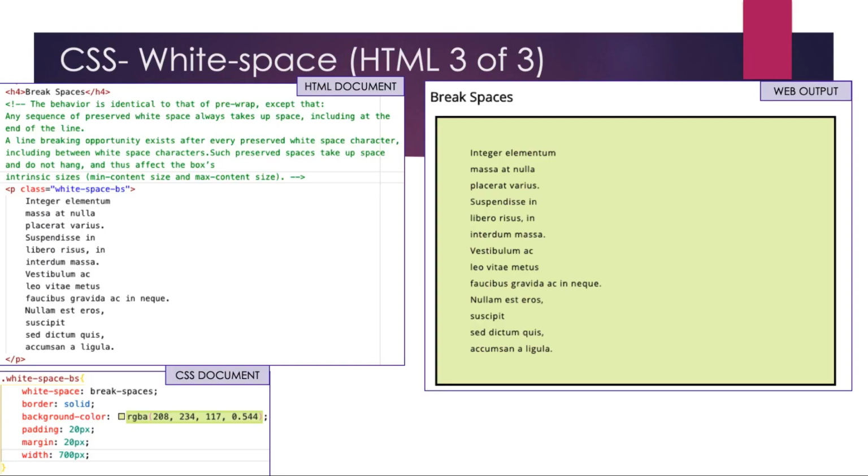And here is break spaces. This behavior is identical to that of pre-wrap, except any sequence of preserved white space always takes up space, including at the end of the line. Look how bizarre this one looks. And you might have call for this to just have it whittled down that way. I mean, there is something nice to it, maybe for a poem. A line breaking opportunity exists after every preserved white space character, including between white space characters. Such preserved spaces take up space and do not hang, and thus affect the box's intrinsic size.